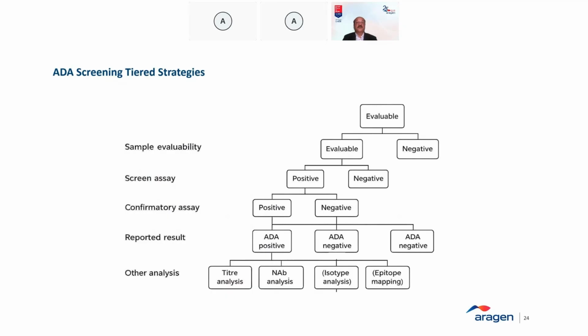Now, positive samples are then further analyzed for their titer, which shows the magnitude, neutralizing activity, which shows their effectiveness, isotype, and epitope mapping, depending on the class of therapeutics. I'll just walk you through the different classes and modalities which are currently in the clinics.